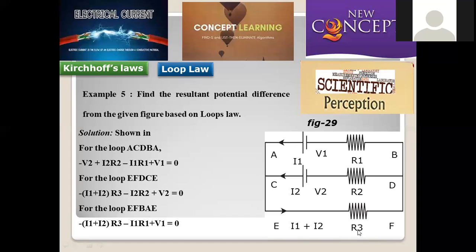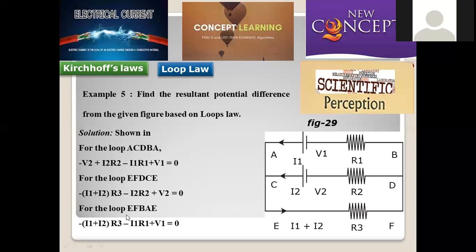For the R3 resistor, the potential difference is given as minus (I1 plus I2) into R3. And for the second resistor R2, the value will be I2 R2. And for this battery, the value will be V2. Now, the algebraic sum of all these will become 0. Hence, for this circuit, starting from point E to point C, it is again verified by the loop law. For the second circuit also we got it verified.